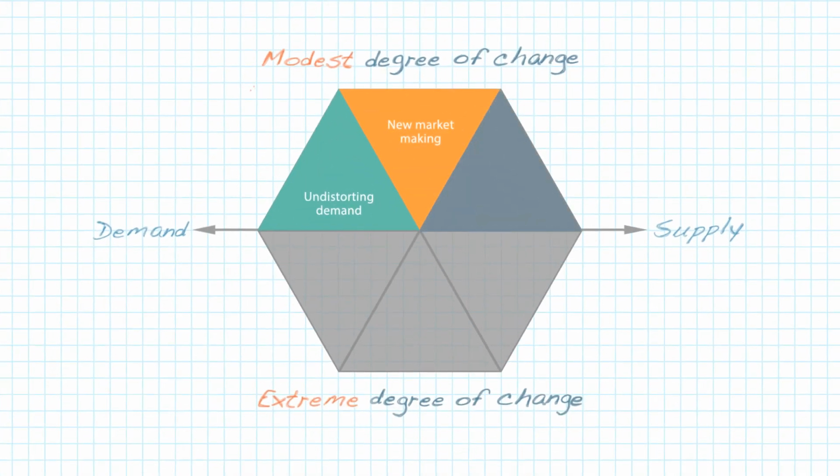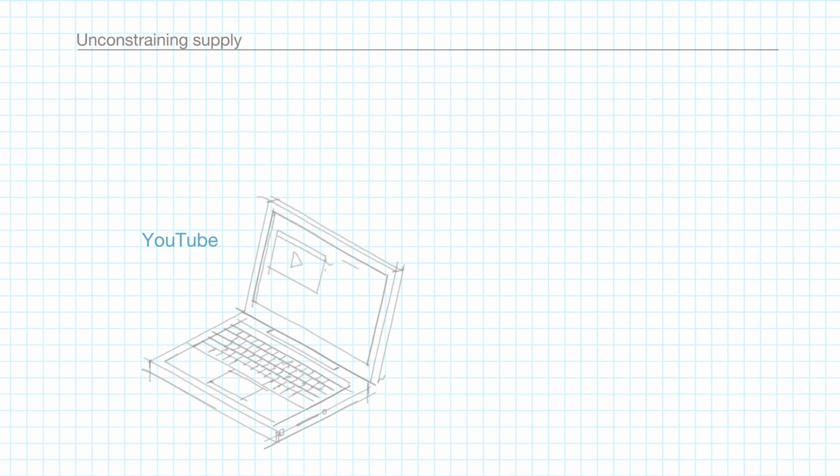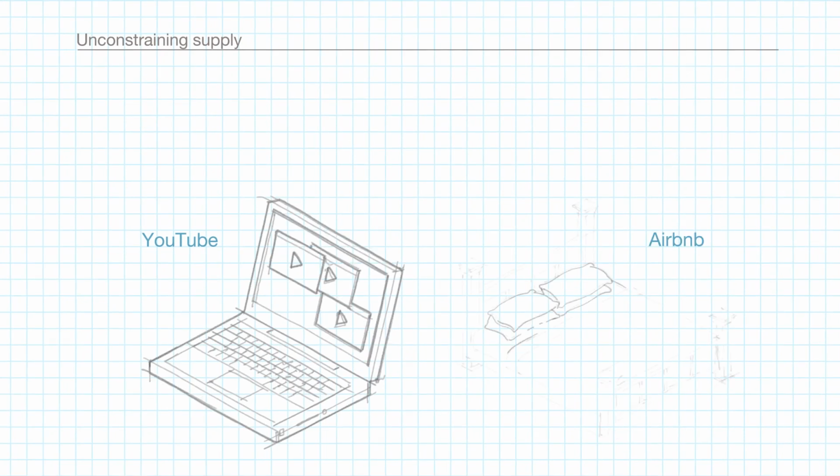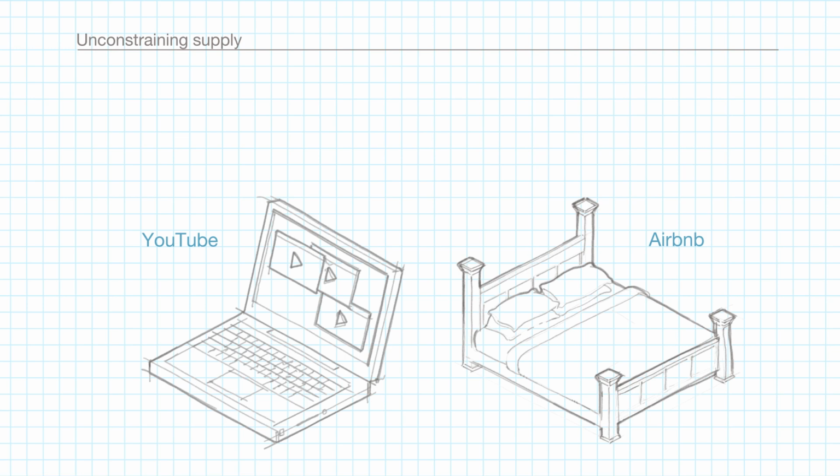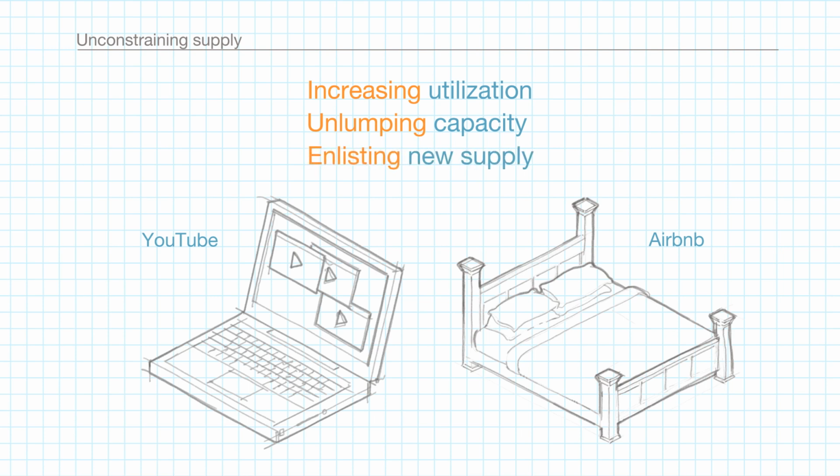Continuing our journey around the framework, we come to unconstraining supply. An example would be YouTube, where we found that there are millions of wannabe film producers out there. Or Airbnb, where everyone's spare bedroom can become a hotel room. Here you've got mechanisms like increasing utilization or unlumping capacity. That's making capacity happen in smaller increments. And enlisting new supply into the market that was previously latent.